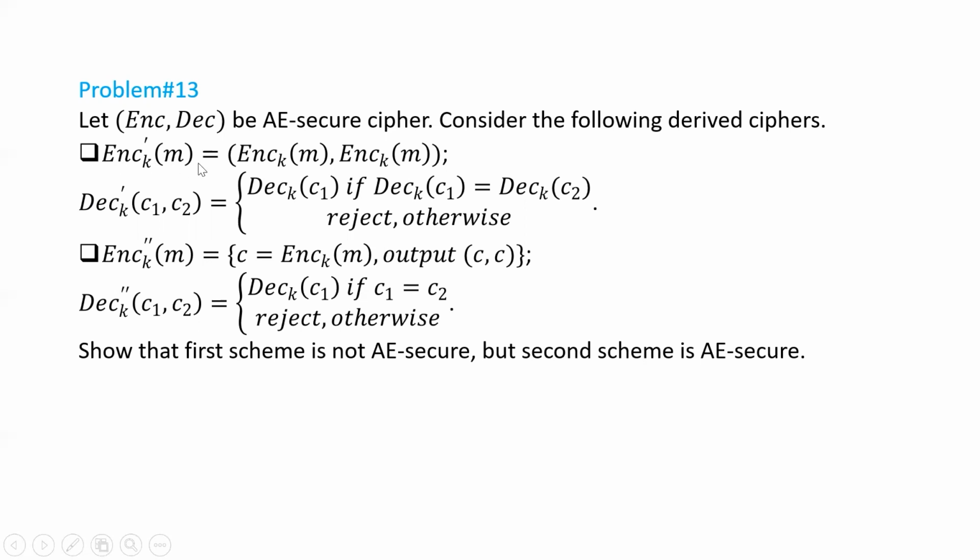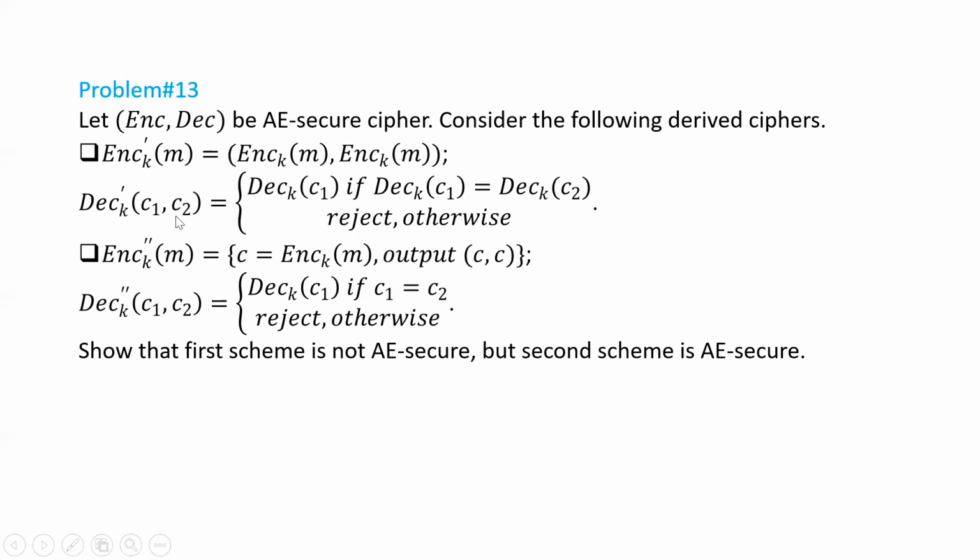The first one is ENC-K of M equal to ENC-K of M and ENC-K of M. You are generating two ciphertexts corresponding to the same message M using the original encryption algorithm ENC. Notice that as the encryption algorithm is randomized, even though you write ENC-K of M two times, they may not generate the exact same ciphertext. So it can be some C1, it can be some C2, both corresponding to the underlying message M. That is how encryption is defined here.